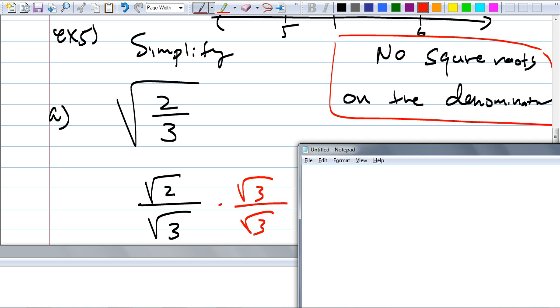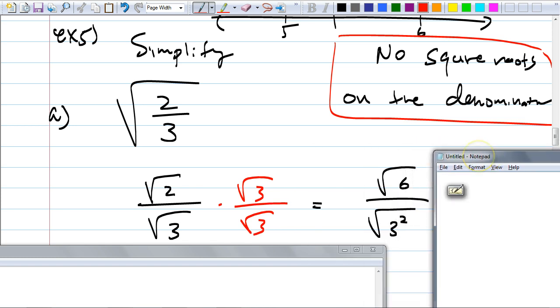Why not square root of 5 or square root of 6? Where did I get square root of 3 from? Why do you think I'm doing this? Anybody see why? Yes? So it cancels out. Yeah, so it cancels out the square root. Isn't that right? Because what do you get when you do this? Well, isn't this simply square root of 6 over square root of 3 squared? And what does the square root and the square do? They cancel each other out, right? So that's why I chose the same denominator.